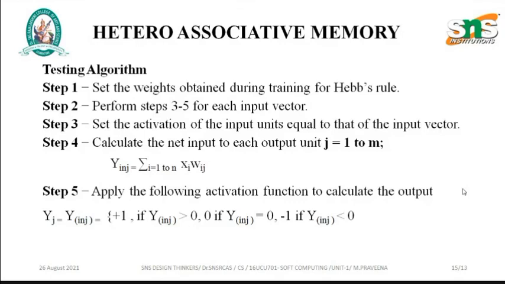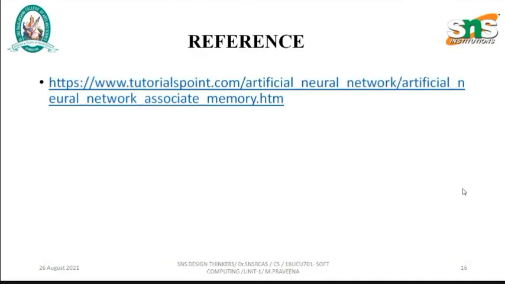But here, in the activation function, we will receive 3 outputs, whereas there we received only 2 outputs. Here we receive 3 outputs: +1 if the input is greater than 0, 0 if the input is equal to 0, and -1 if the input is less than 0. That is all the difference between the auto associative memory and the hetero associative memory.